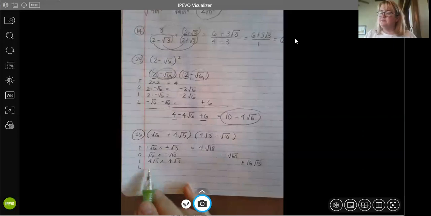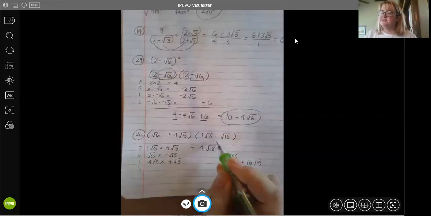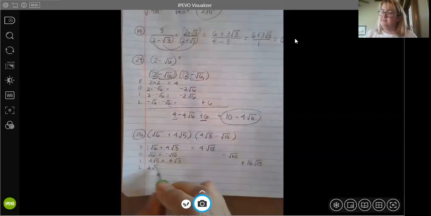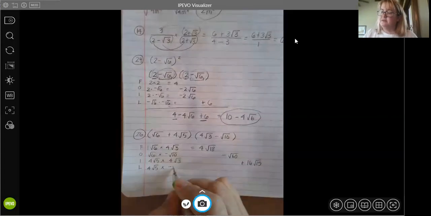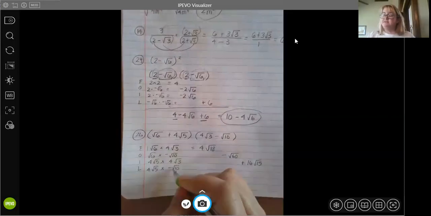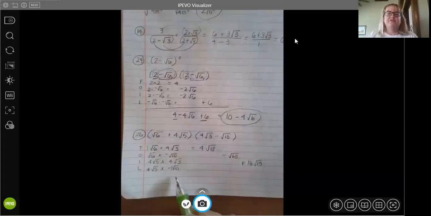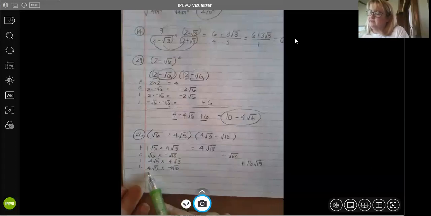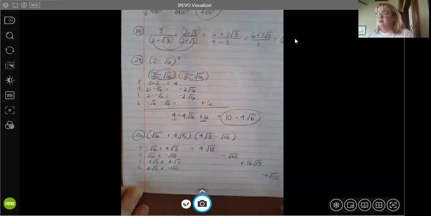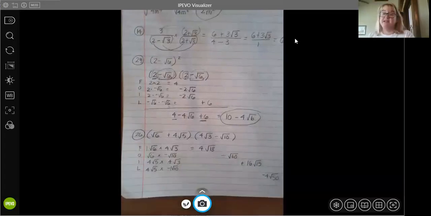All right, last is 4 times the square root of 5 times negative square root of 10. This is the same thing as 1 times the square root of 10. So 4 times 1, coefficient, that's the word. 4 times negative 1 is negative 4 times the square root of 5 times 10, which is 50. All right, this is a mess.